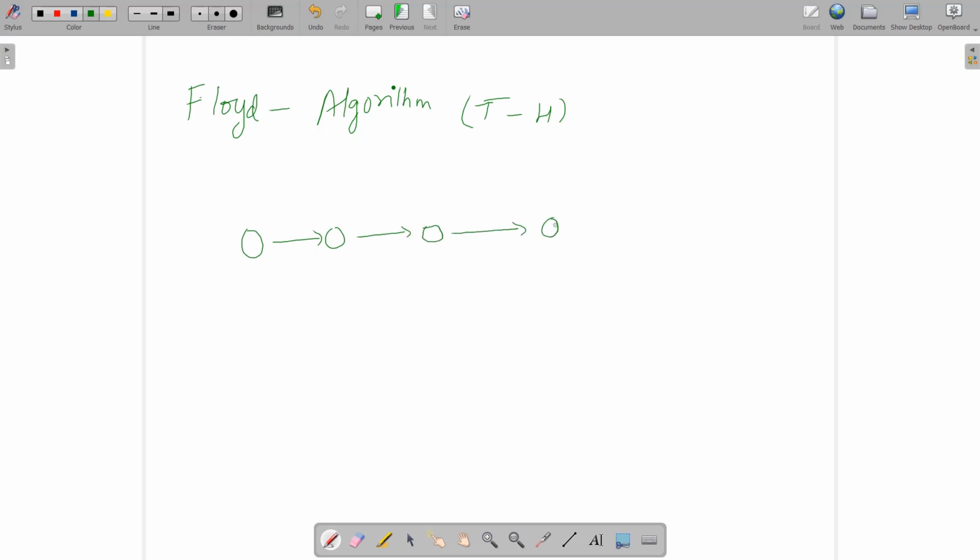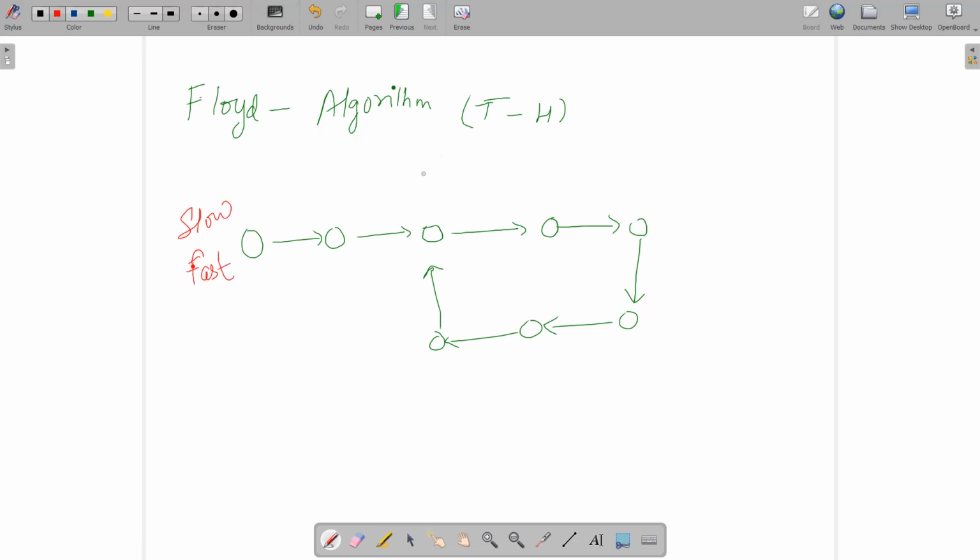Let me just draw it quickly. Now, Floyd algorithm says that suppose we have two pointers, slow pointer and fast pointer. Let me write down. We have a slow pointer and we have a fast pointer.